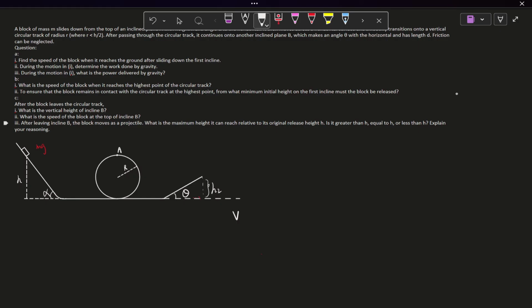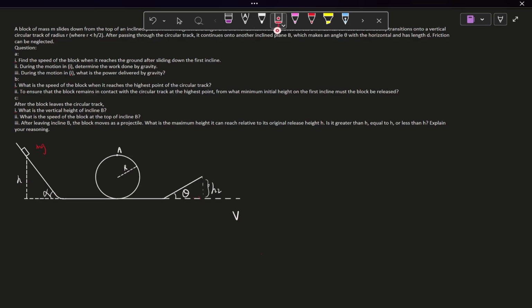Explain your reasoning. Well, some of y'all may think, oh, since there's no friction or absolutely no energy loss throughout the process, as soon as the block leaves the incline B and stops in the midair, the height it has above the ground would definitely equal h because of the conservation of energy. Or actually, you're wrong.